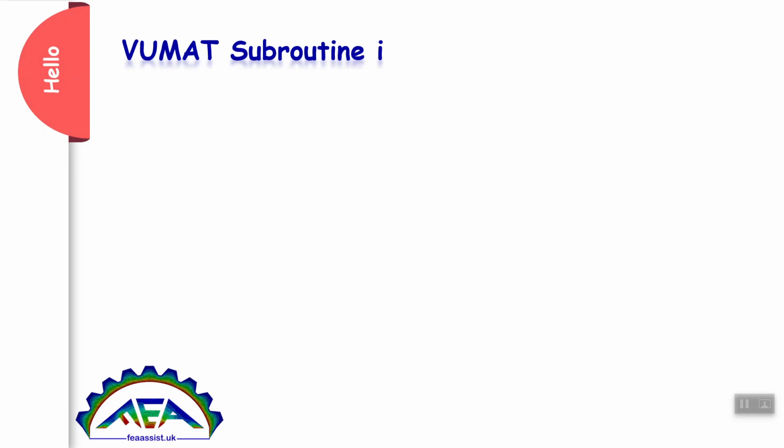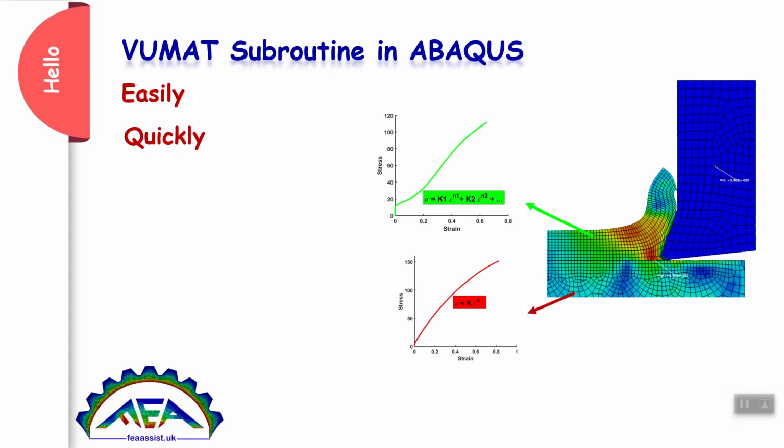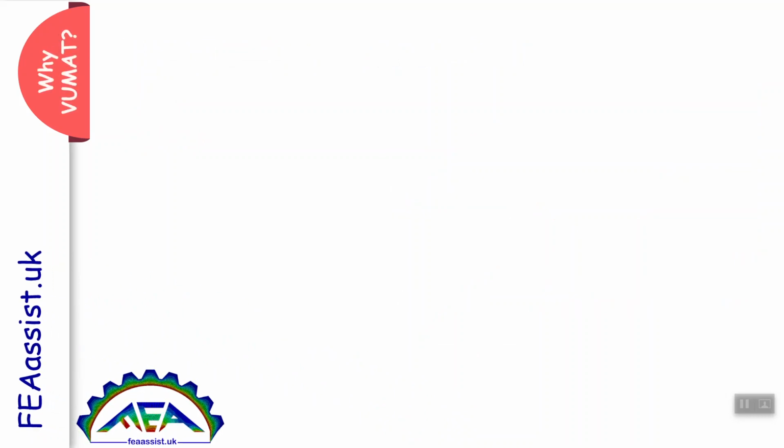Hello. You want to learn VUMAT subroutine in Abaqus easily and quickly. VUMAT is a subroutine to define a new mechanical behavior for materials. Stay with us. The first question, which is very important, is why VUMAT? Why we need VUMAT to solve our problem?